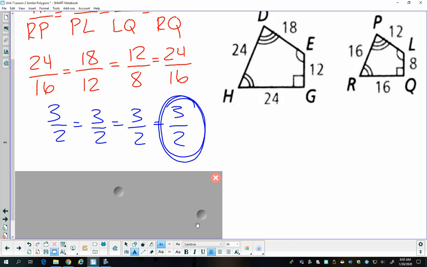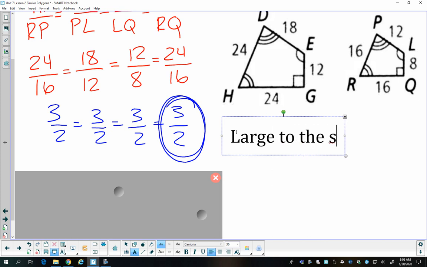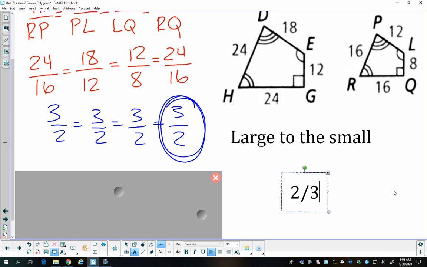And so to be specific, this is the scale factor from the large polygon to the small polygon. Sometimes you might be specifically asked, what's the scale factor from the small to the large? And all that would be this fraction flipped, so 2 over 3. Sometimes we write these things a little bit differently. We can write it as 3:2, or small to big, same idea.